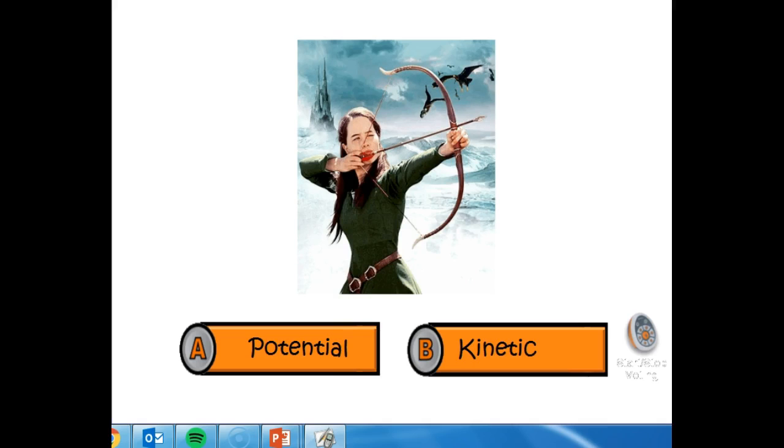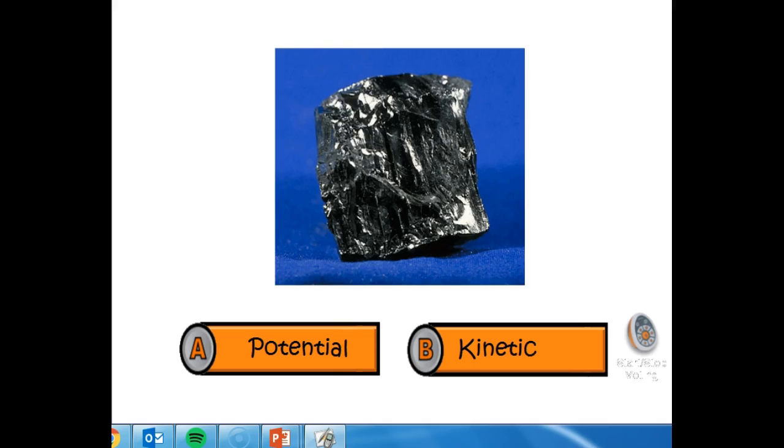Do this one for Narnia. Yes, this one's definitely potential. She stretched the string on the bow beyond its normal position. That loaded energy into it. Now, when she releases the string, it and the arrow with it are going to go flying.